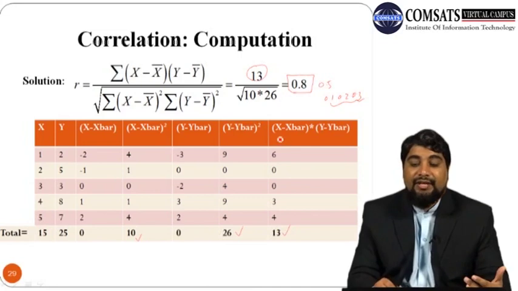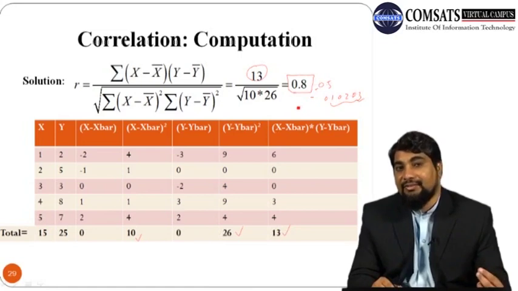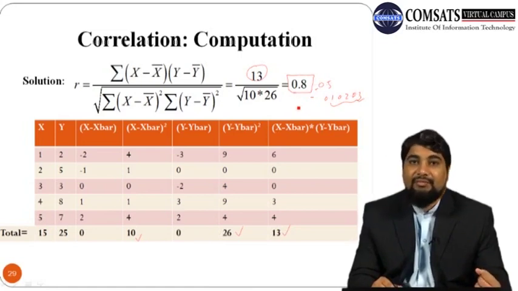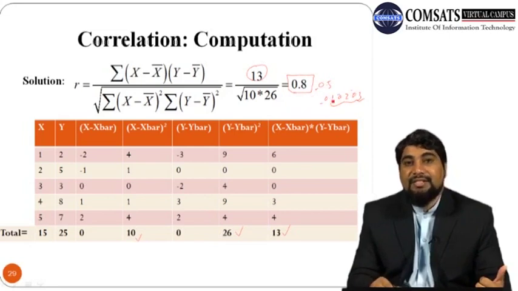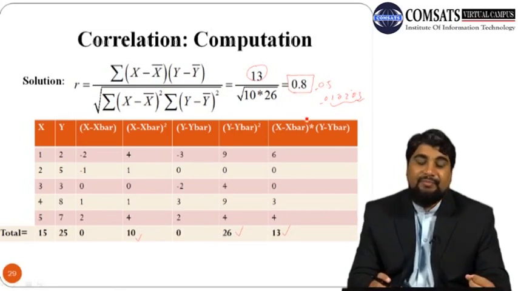And similarly, if we have negative numbers, such as minus 0.5, then we say that there is negative correlation, but the correlation is of moderate size. And if we have small negative values, we say that there is a low level of correlation and it is negative.